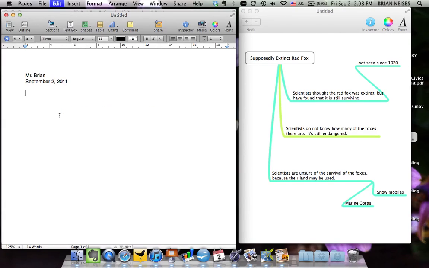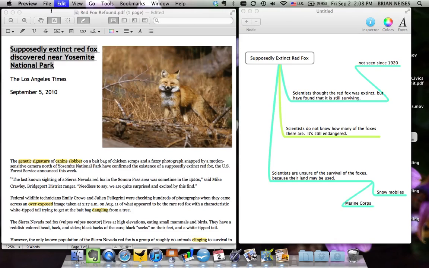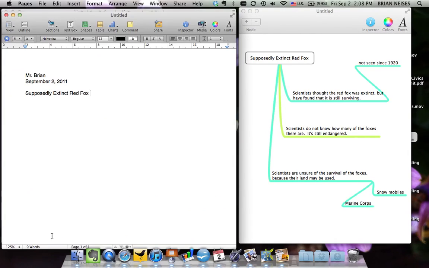Oops. Let's not do that. But the supposedly extinct red fox discovered near Yosemite National Park. Yep. So we would type that information in there.